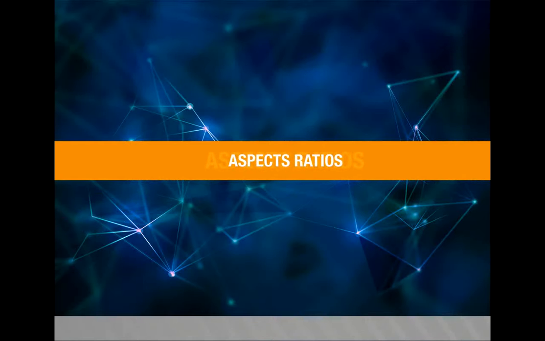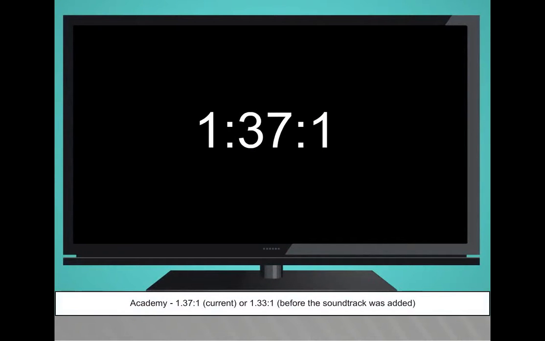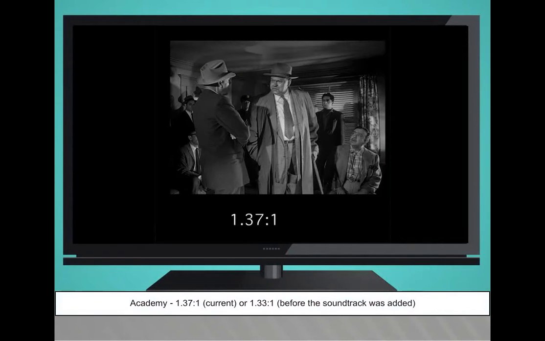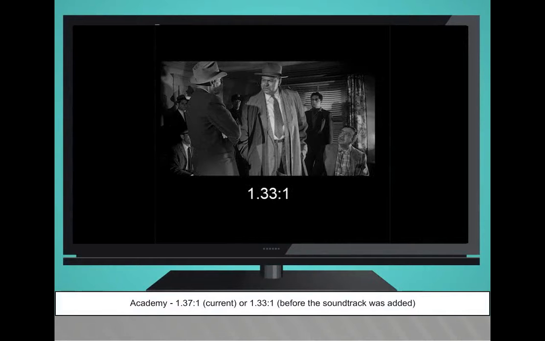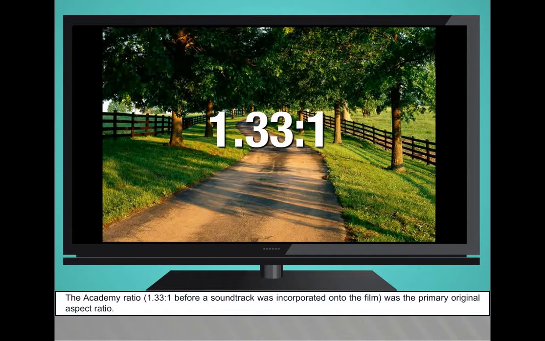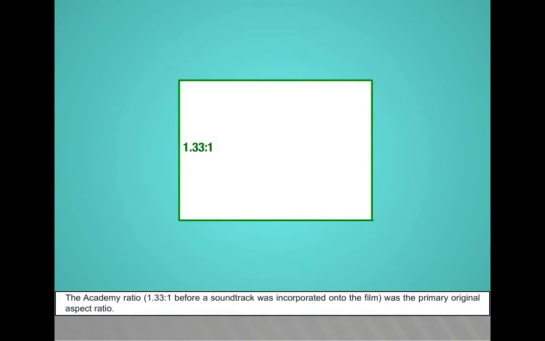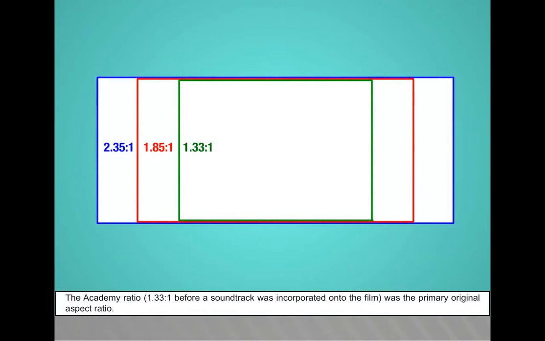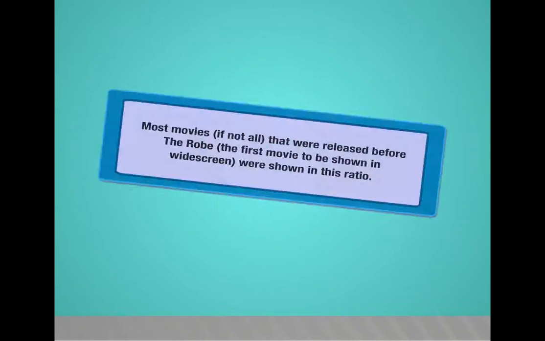Introduction to aspect ratios. In this video, we are going to see about aspect ratios. Academy, 1.37:1, or 1.33:1 before the soundtrack was added. The Academy ratio, 1.33:1 before a soundtrack was incorporated onto the film, was the primary original aspect ratio.